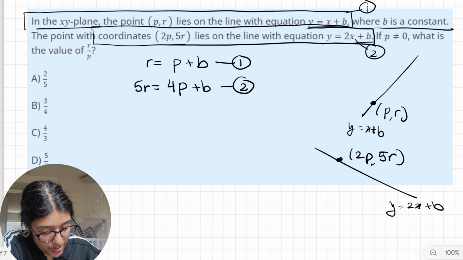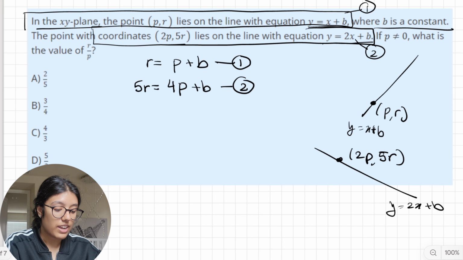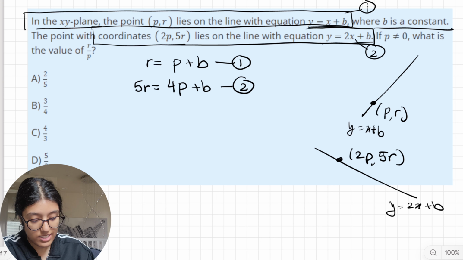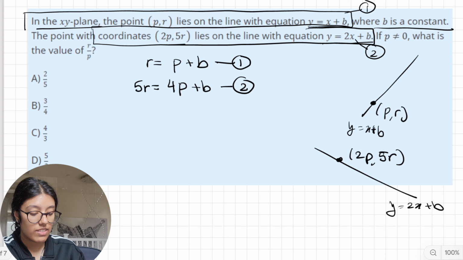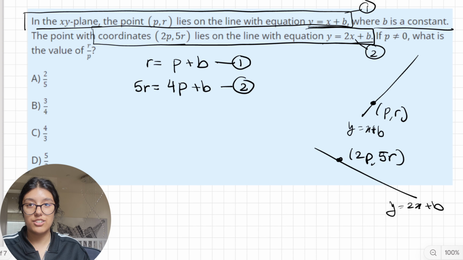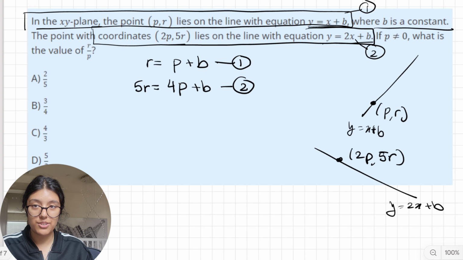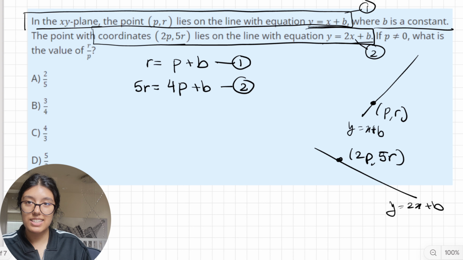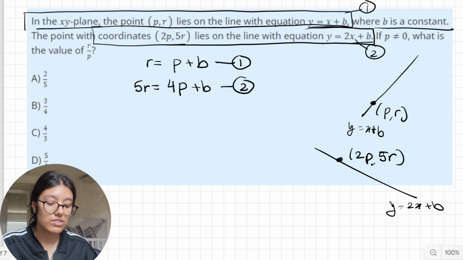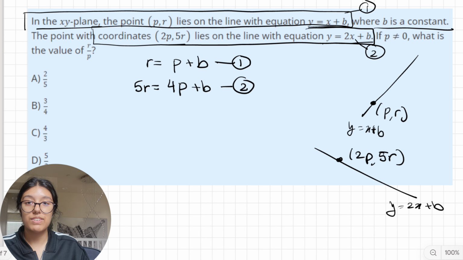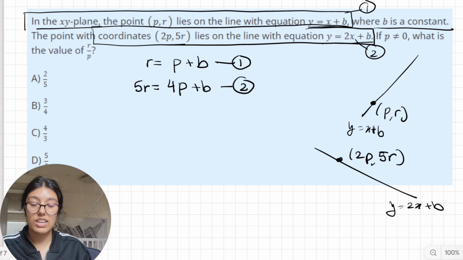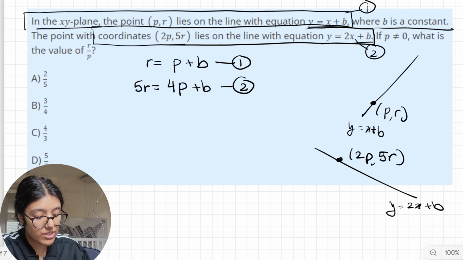All right, now we have to find r over p. What I've seen a lot of people do is that instead of finding r over p, they find the value of r separately and the value of p separately, and then divide to get the actual value, which is perfectly fine. But in this case, we can't do that, because we have two equations but three variables. You can only find the value of each variable when you have three equations and three variables, or two equations and two variables. We can't do it with three variables and two equations.